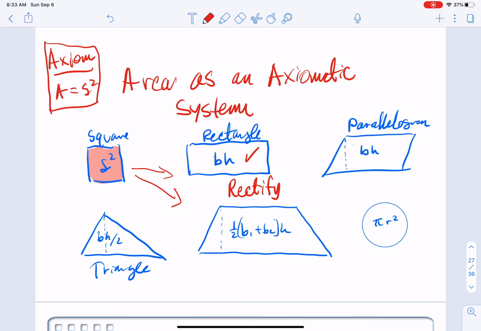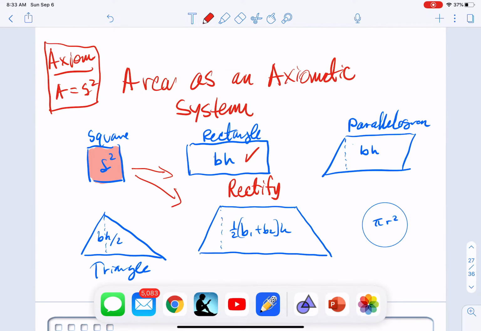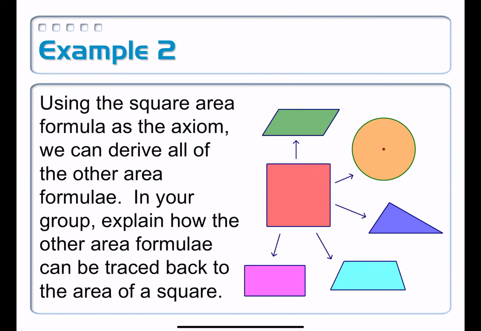So now with my axiomatic system, if I were going to prove one of these other 4 shapes, I can either turn it into a square or I can turn it into a rectangle. So that is what the next activity is supposed to be. Using the square formula as an axiom, we were able to derive the rectangle, okay? And so what we want to be able to do is derive all of the other ones. The one that we just did for a square is the only one where you actually have to use some algebra like we did before.